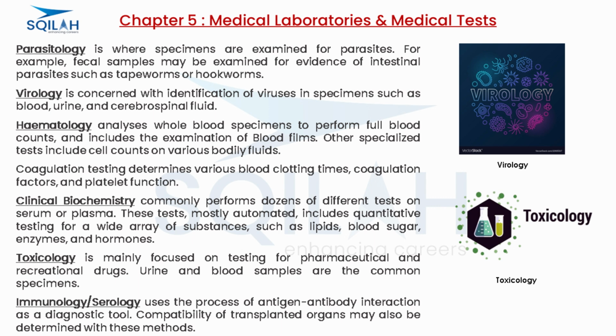Clinical biochemistry commonly performs dozens of different tests on serum or plasma. These tests, mostly automated, include quantitative testing for a wide array of substances, such as lipids, blood sugar, enzymes, and hormones. Toxicology is mainly focused on testing for pharmaceutical and recreational drugs. Urine and blood samples are the common specimens.